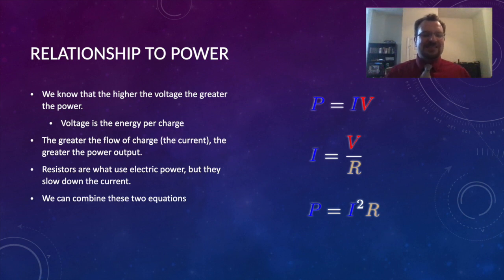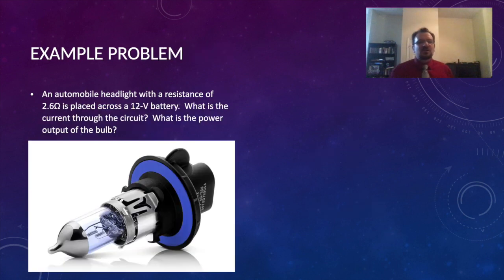So let's do an example of this. Here we have the bulb from an automotive headlight, and it has a resistance of 2.6 ohms. And then of course it's hooked up to the car battery, which is running at 12 volts. So what is the current through this circuit? And then we also want to find the power output for the bulb.